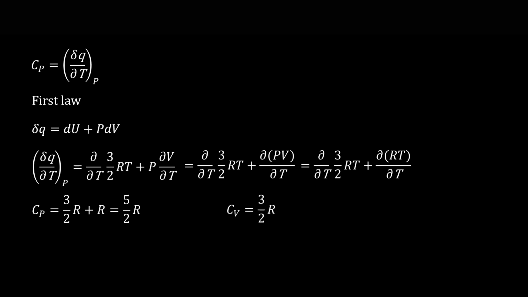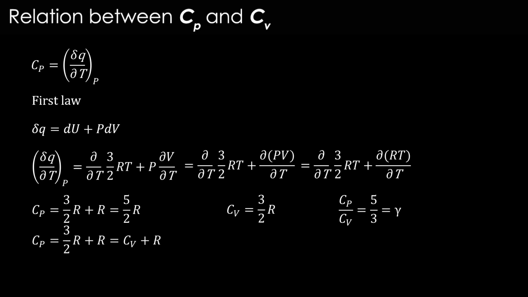Since Cv is 3 by 2 of R, we can write Cp is equal to Cv plus R. Our Cp by Cv is 5 by 3, a constant, gamma. We took the slightly involved process of arriving at this expression because this is useful in calculating work done in an adiabatic process, which is important in the context of this series.